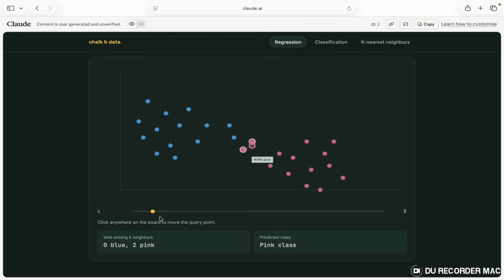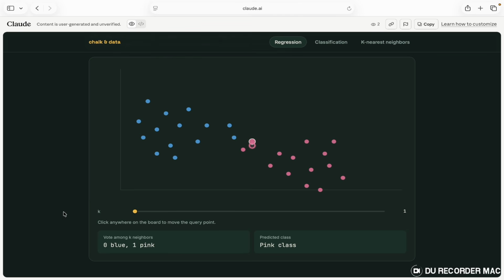Okay, so if we put K equal to 1, now we only ask one neighbor. So whoever is closest decides everything. That's powerful but dangerous, because what if that one point is weird, acts as an outlier? One strange point can completely change our prediction.